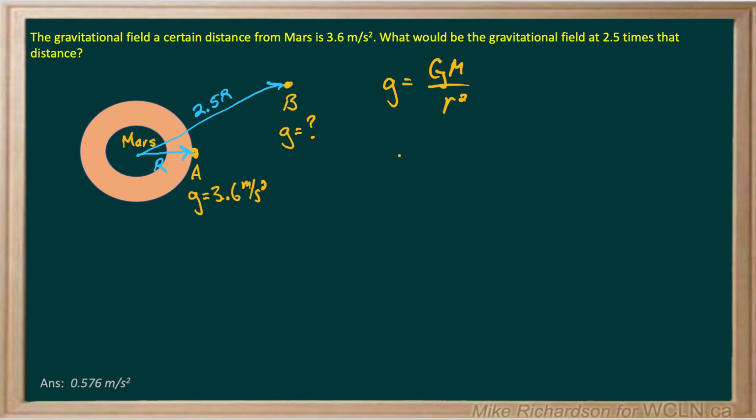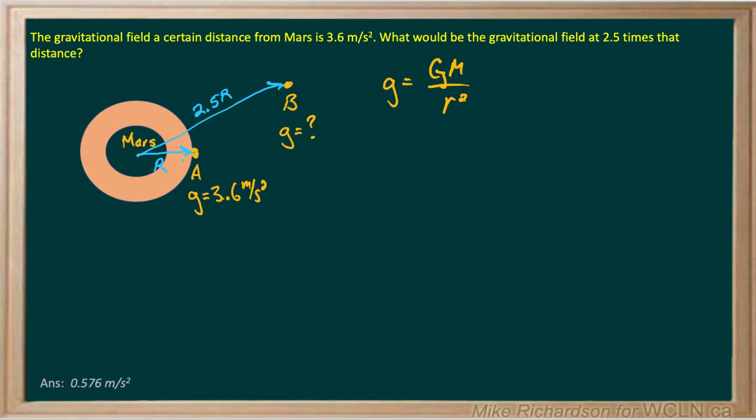All right, in this question we're looking for the gravitational field at a certain distance from Mars. They tell you at location A, the field strength is 3.6 meters per second squared. Now remember, gravitational field is little g in physics. Now they want to know what the gravitational field would be if we're 2.5 times that distance away.